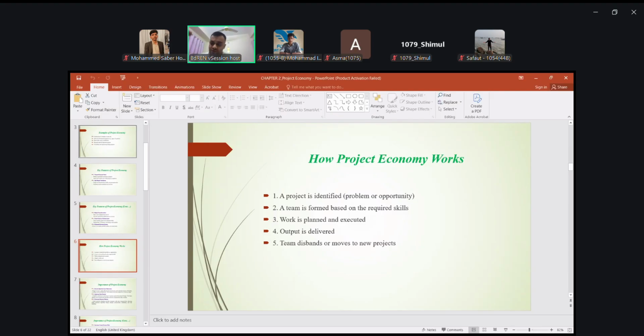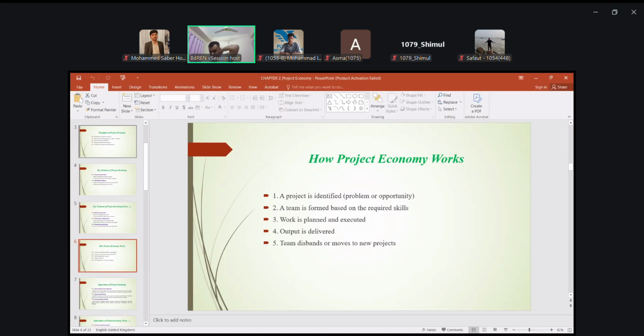When you start a project, definitely it will encounter different problems and face different challenges, and you will see some limitations of this project. You have to identify these things and try to resolve them. And every project has its own opportunities, so you have to try to maximize the utilization of your opportunities. So a project is identified first of all, based on problems or opportunities created by it.